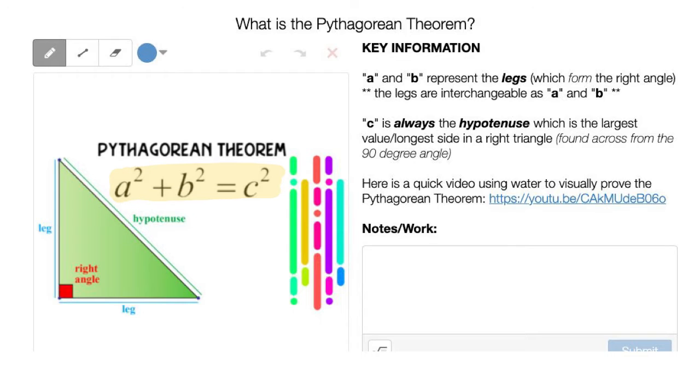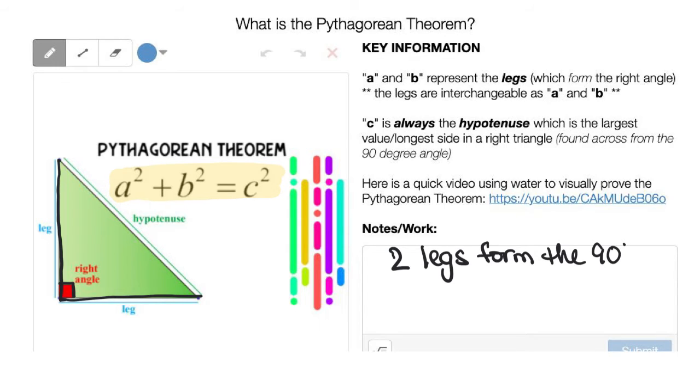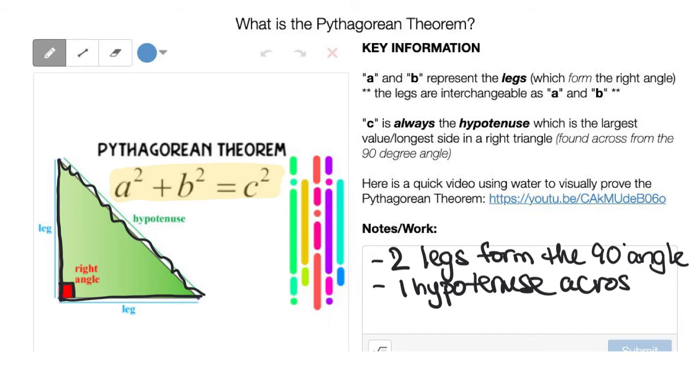A couple of important things to know about the Pythagorean theorem. First off, it works for right triangles. A right triangle always has 2 legs. Okay, the 2 legs form the 90-degree angle. And then every right triangle has 1 hypotenuse. And that is always across from the 90. Okay, so if you can find the 90, the hypotenuse will be right across.